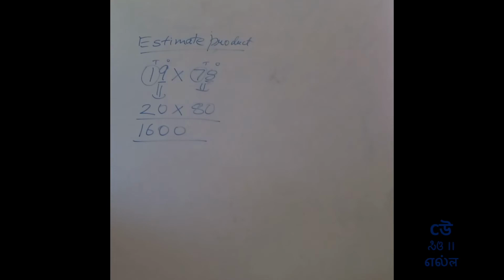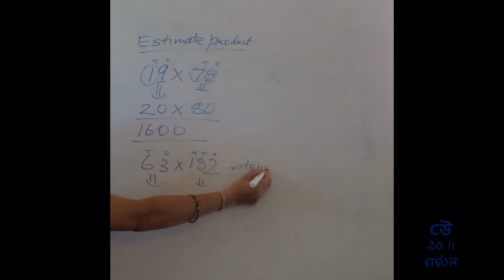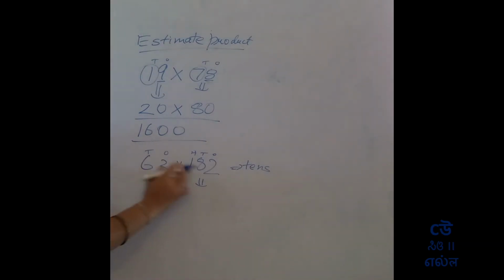Understood, children, how to estimate the product of two numbers? Next example, let us take 63 into 182. Okay, first take the rounded value. Here we have ones place, tens place, and we have ones place, tens place, hundreds place. So to which place will you round off? You will round off to the nearest tens place, because tens place is there in both.